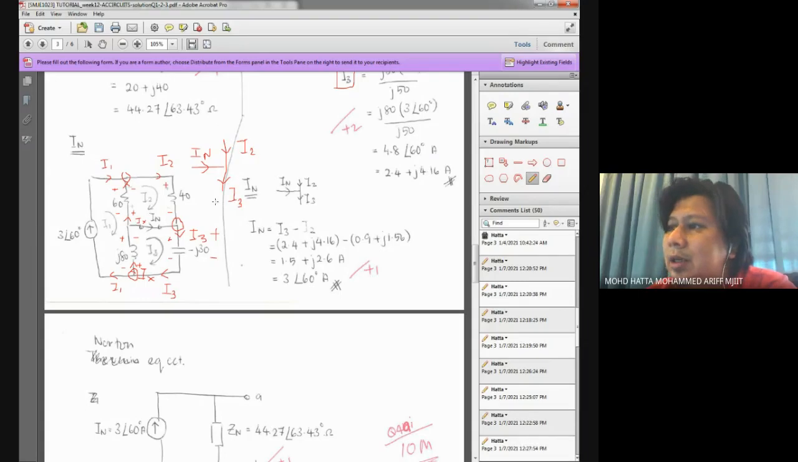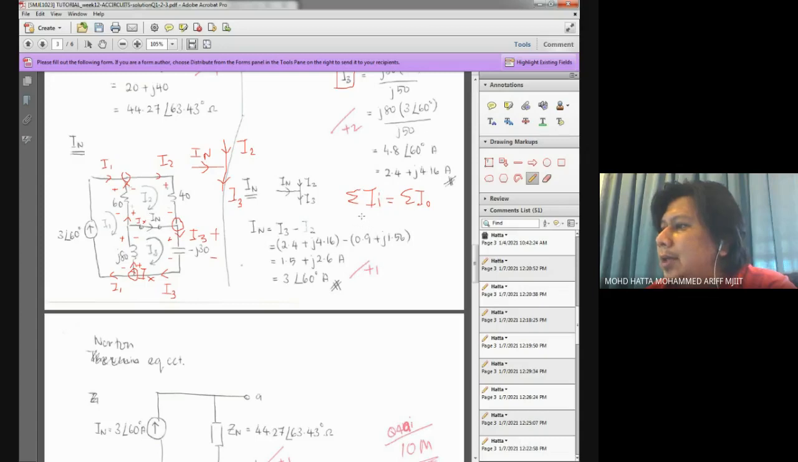Using this junction and the relationship of current in and current out, you can say that IN is given by I3 minus I2. If you assess what I in is in this case, it should be equal to I out. This is Kirchhoff's current law.